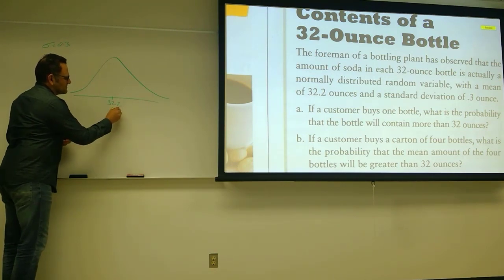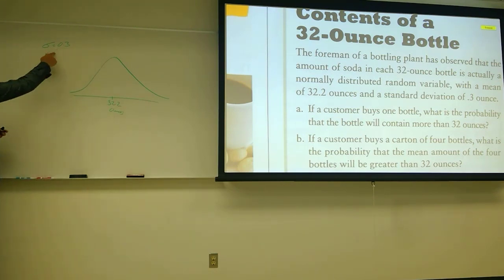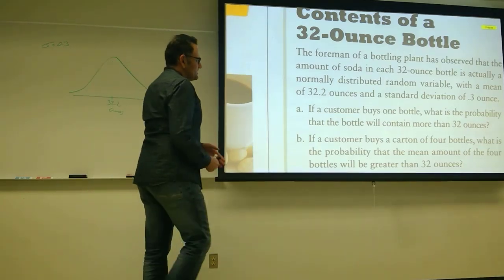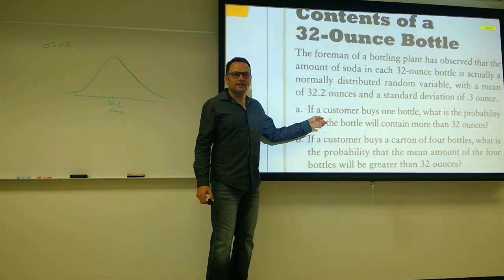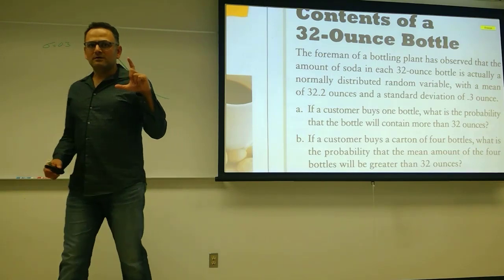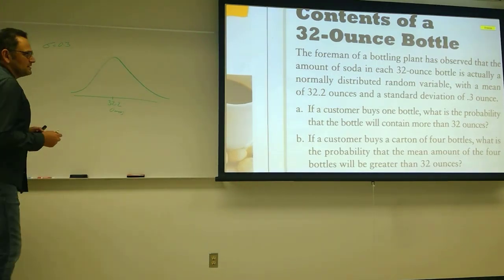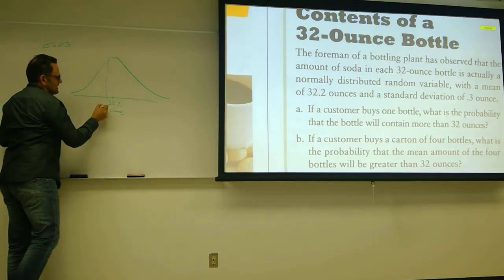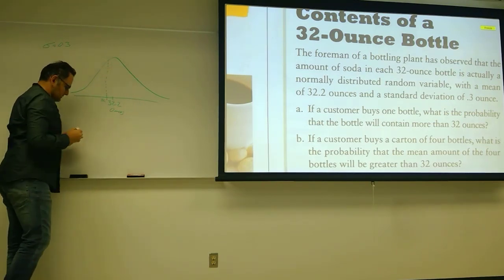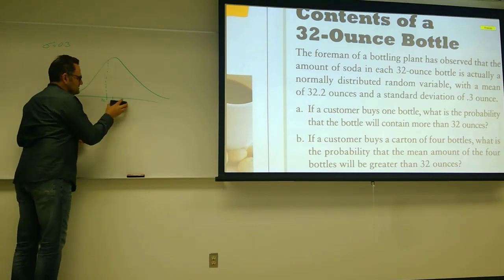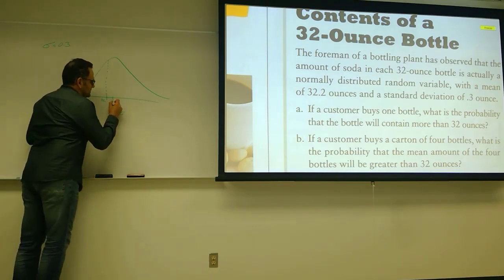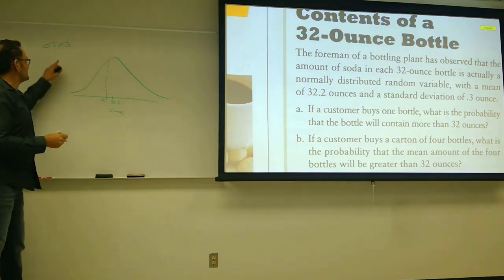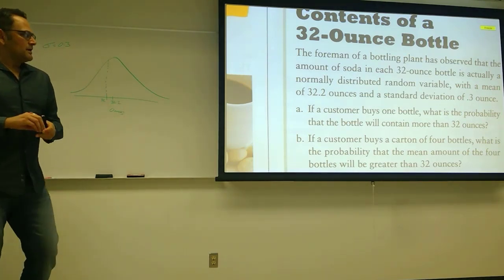What's the abbreviation of ounces? And a standard deviation of 0.3 ounces. Now, what we did in chapter 7, with the knowledge of chapter 7, we could answer part A. If I buy one bottle of soda, what's the probability that it has at least the 32 ounces that is announced on the bottle? The bottle is declared 32 ounces. I know the machine has an average of 32.2, but there is a standard deviation of 0.3.